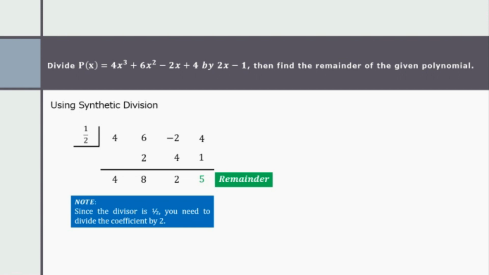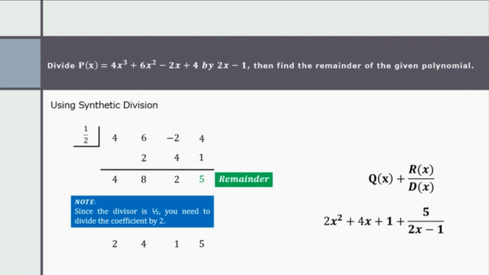So we have 4 divided by 2. The answer would be 2. Then 8 divided by 2. The answer would be 4. Then 2 divided by 2. The answer would be 1. So from 4, 8, 2, it will become 2, 4, and 1. So again, we have 2, 4, 1 plus the remainder, which is 5. So the answer now would be 2x raised to 2 plus 4x plus 1 plus 5 over 2x minus 1.